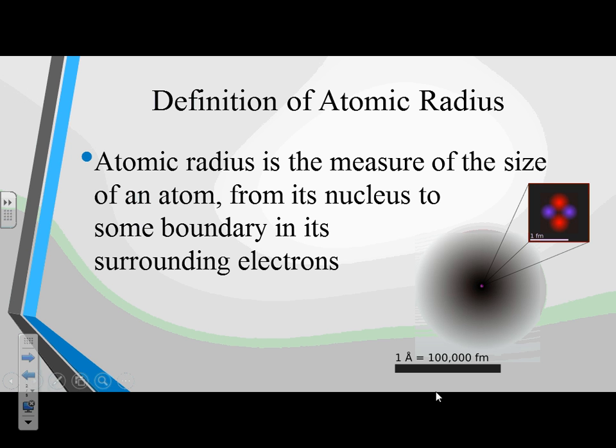All right. The atomic radius is the measure of the size of the atom from its nucleus to some external boundary by the electrons.